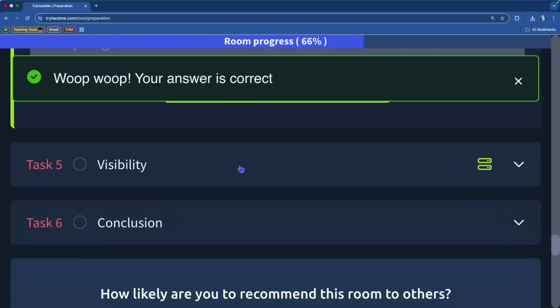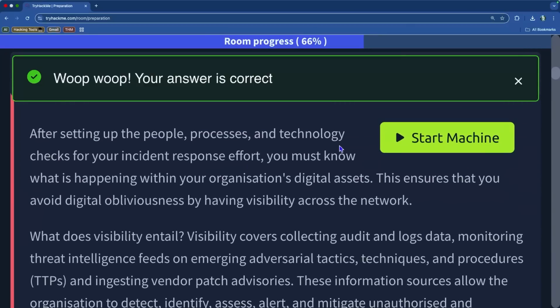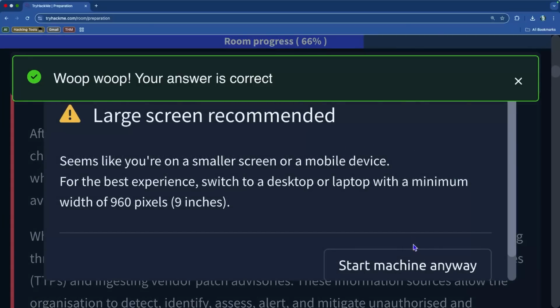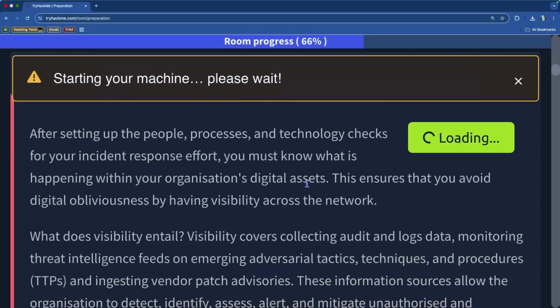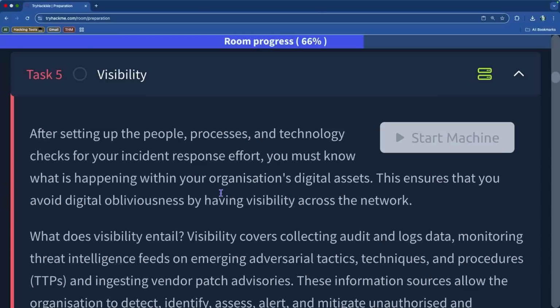All right, so let's talk about visibility, and we actually have a virtual machine that we need to start on this as well. So let's get that going. Once the people, processes, and technology checks for the incident response effort are taken care of, you have to know what's happening with the organization's digital assets, and this ensures that you avoid digital obliviousness by having visibility across the network.